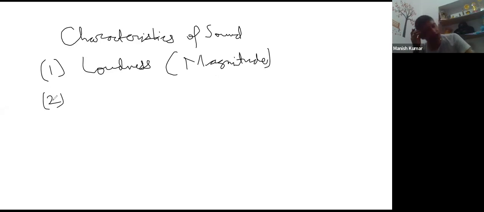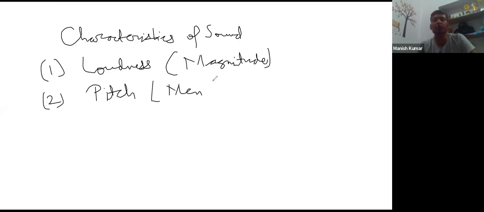And what other characteristic does sound have? Pitch. Like how the sound can be differentiated between men and women due to the pitch only. So this is called pitch. Now, what is the definition of pitch? Pitch is the characteristic of sound by which we can distinguish between different sounds of the same loudness. Loudness is the same, but the pitch is different. The pitch of a sound depends on the frequency of vibration.